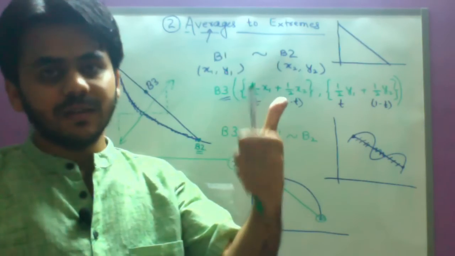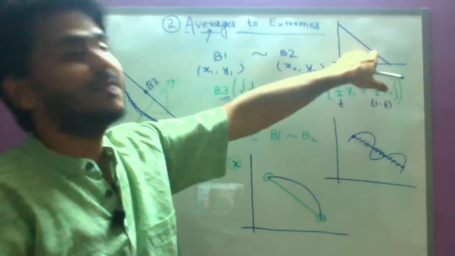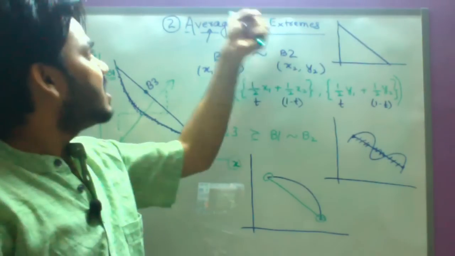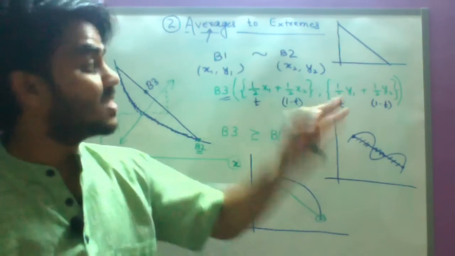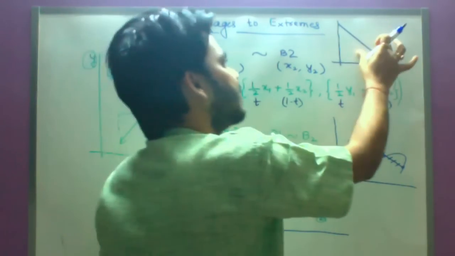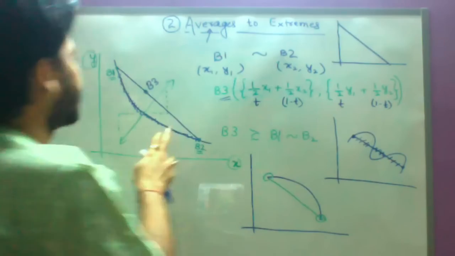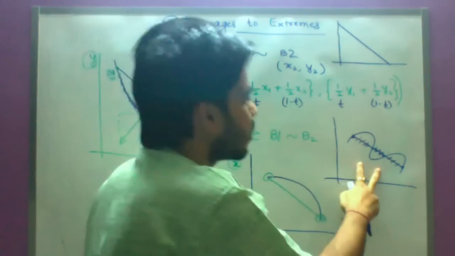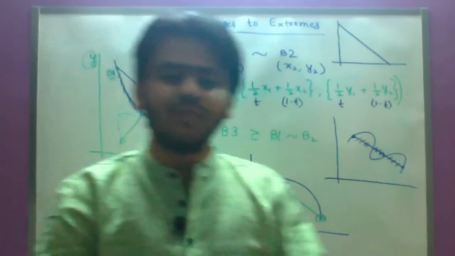More is better, averages to extremes, but it is not obeying the third assumption, which is averages are strictly preferred to extremes, not just preferred, strictly preferred. This is just preferred, this is strictly preferred. This is just convex, this is strictly convex. This is non-convex, this is concave. So I hope you understood the idea of well-behaved preferences.